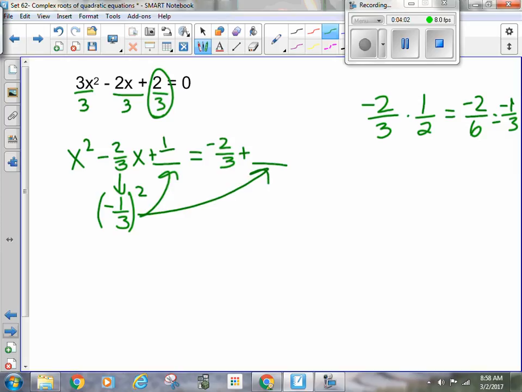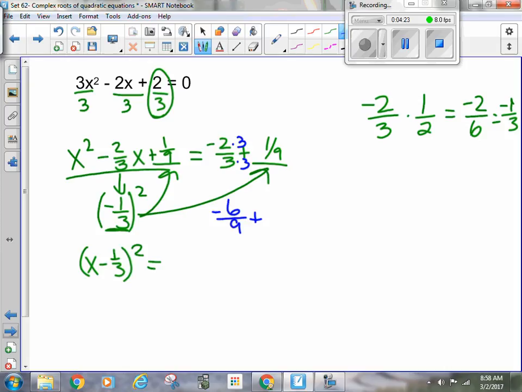So that becomes 1/9 to both sides. So this is where this part here, you could go through and factor it, but we know we can use our shortcut here. So we have x minus 1/3 squared equals negative 2/3 plus 1/9. We need to make a common denominator, so I'm going to times both by 3. So I get negative 6/9 plus 1/9, so I have negative 5 over 9.